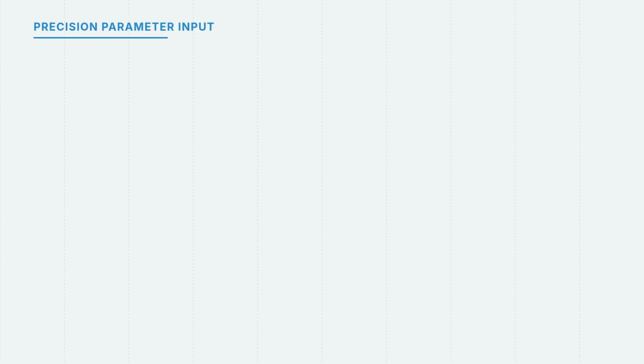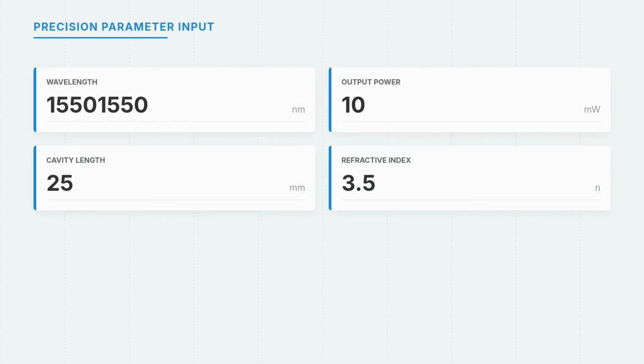For our example, I'll input wavelength 1550 nanometers, output power 10 milliwatts, cavity length 25 millimeters, refractive index 3.5, with all other fields at their default values.